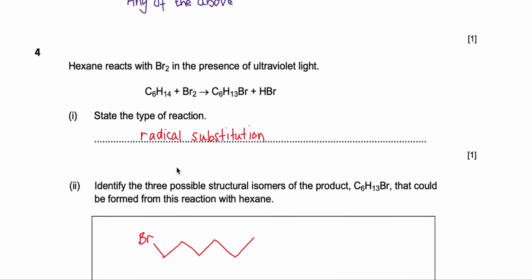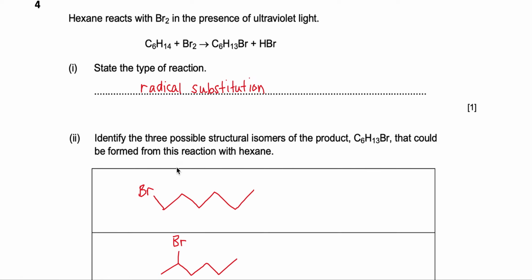Right, next one. Hexane reacts with Br2 in the presence of ultraviolet light. State this type of reaction. So the name of the mechanism is radical substitution. You need to have both of those words there to get that mark. If you wrote free radical substitution, that too is absolutely fine.